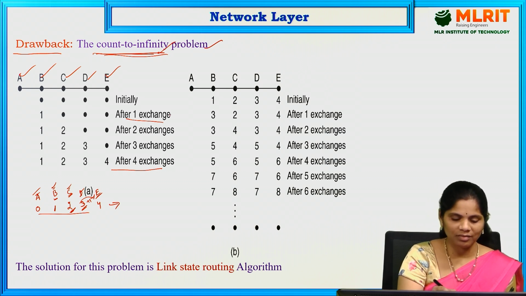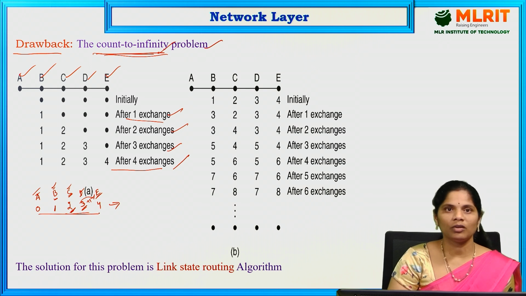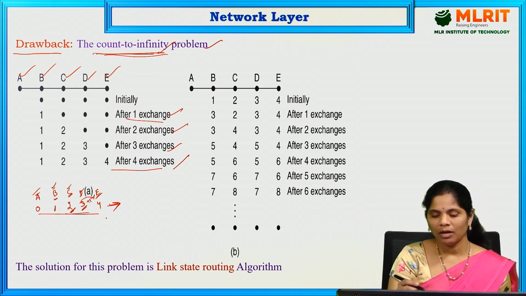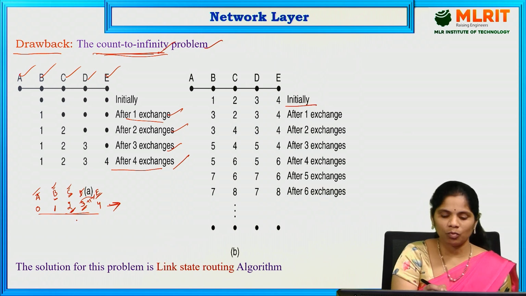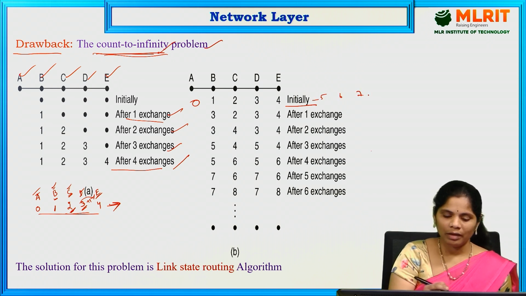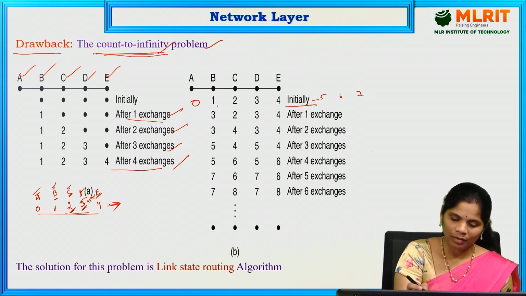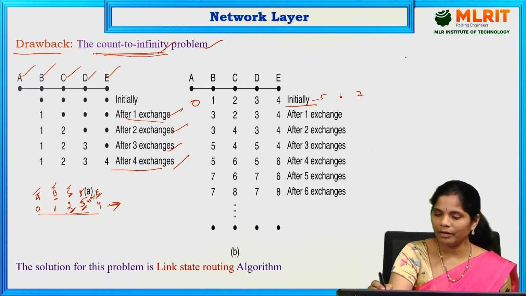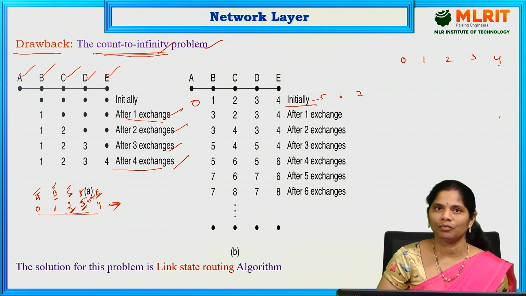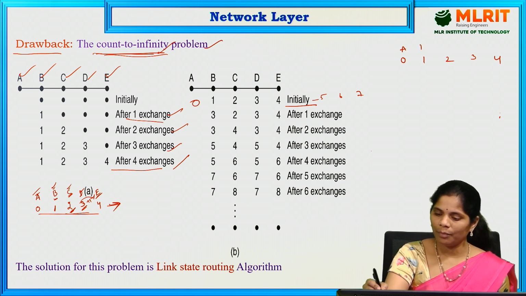See now, this is the first, second, third, fourth section. There is no count to infinity problem here. How exactly does it happen in the distance vector routing algorithm? Initially all are 1, 2, 3, 4. There is no problem: 0, 1, 2, 3, 4. If it goes like this only, there is no problem. Suppose here they are connected, and I write 0, 1, 2, 3, 4 for routers A, B, C, D, E.